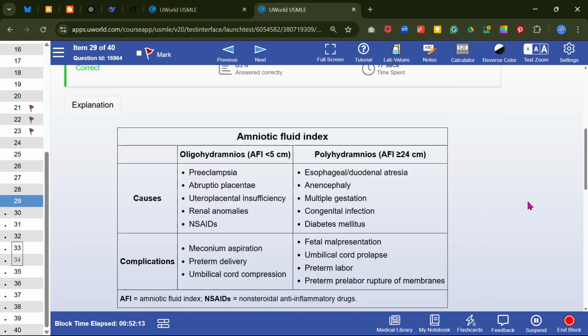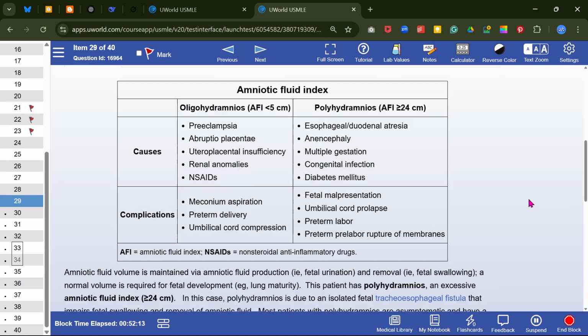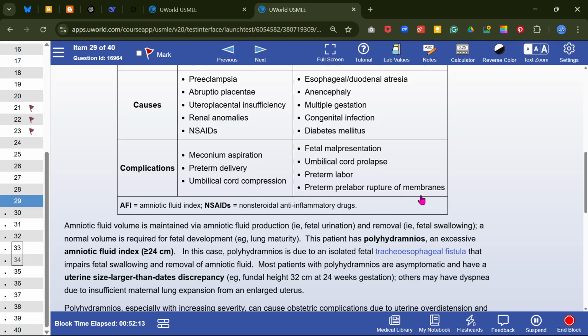Amniotic fluid, tracheoesophageal fistula. Okay. So polyhydramnios. Amniotic fluid volume is maintained via amniotic fluid production, fetal urination, and removal by fetal swallowing. A normal volume is required for fetal development and lung maturity.